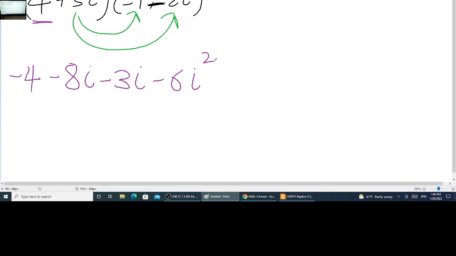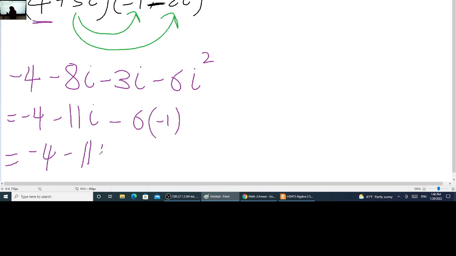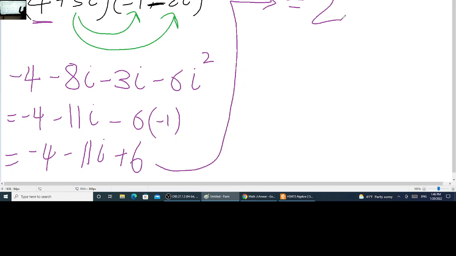Now negative 4, negative 8i, negative 3i is negative 11i, minus 6 times i squared, and i squared is negative 1. So negative 4 minus 11i, and negative 6 times negative 1 is positive 6. So we have negative 4 plus 6 is 2, minus 11i.